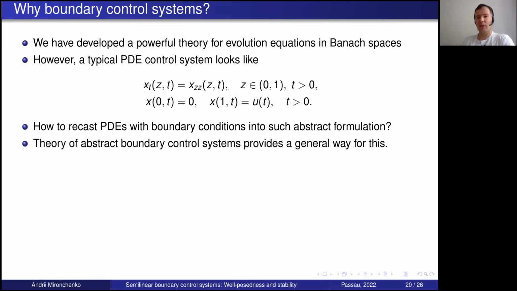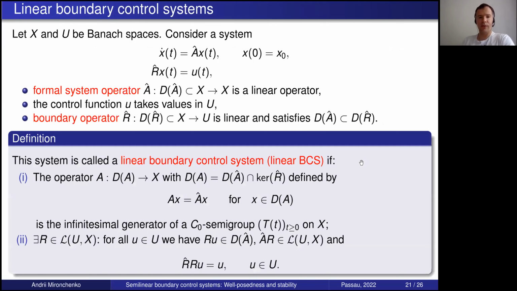So, therefore, what do we need to do next? We need somehow to transform these boundary conditions here into the equation. And we have to do it in a quite general way. Very nice that the theory of abstract boundary control systems gives us a way to do that. First, let us think about the very classical setting of linear boundary control systems.